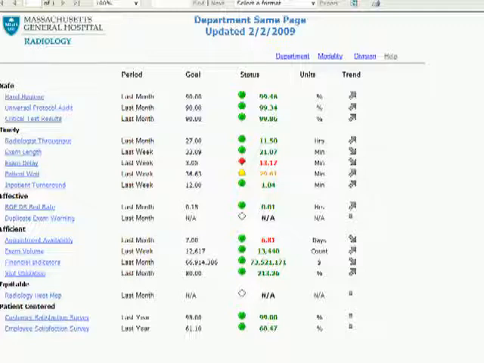So very quickly, they have this, they call it the same page, sort of clever in terms of getting everyone on the same page. And as you can see, the various columns, you've got the period for which this information was run, the goal, the status against the goal, including an indicator, the unit of measurement, as well as the trend. And so that trend is really relevant to how did this particular metric do against its last period. So in this particular case versus last month, in this particular case versus last week.